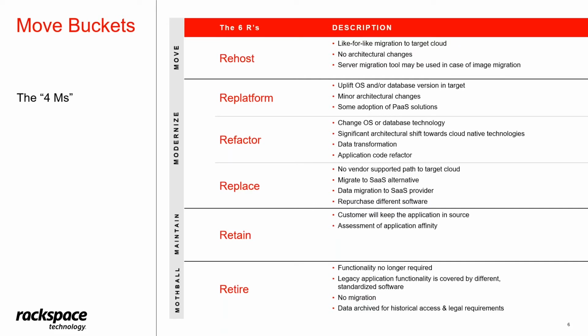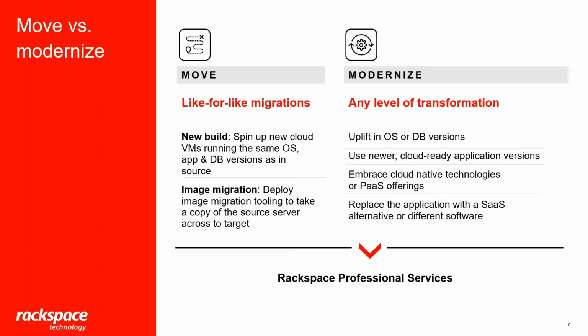About the last two, these are the most self-explanatory ones. Maintain bucket will include all the applications you have that will remain in your source environment. They will not migrate. And mothball includes all the applications that are to be retired. The applications you don't need anymore, you're not going to migrate them either. So what we have here is 2 buckets that are not migration buckets and 2 that are migration buckets. There comes the question, move or modernize. So what are the differences between these two?